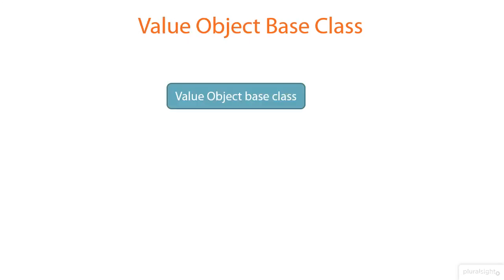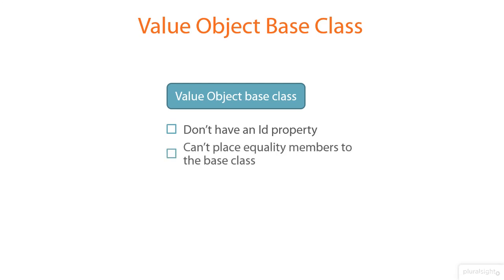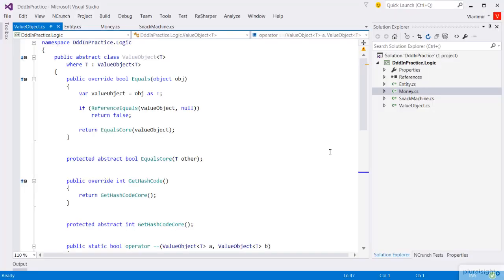Value objects don't have their own identity, and thus they shouldn't have the ID property like entities. It also means that we cannot place all code required for equality in a base class. In order to implement structural equality, we need to know the internals of each value object class. Nevertheless, we can still gather some logic common to such classes. Here's the code of the value object base class.